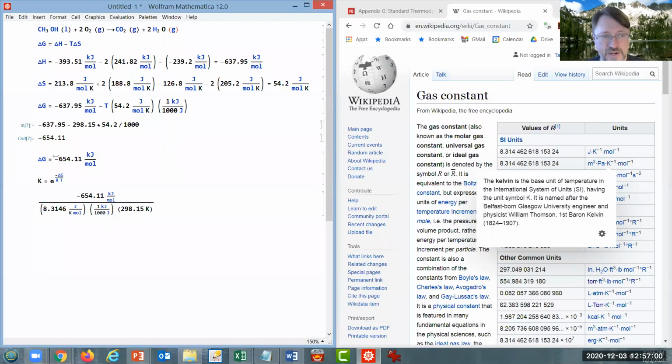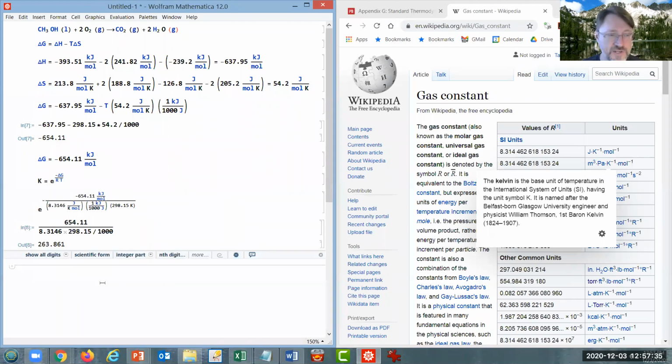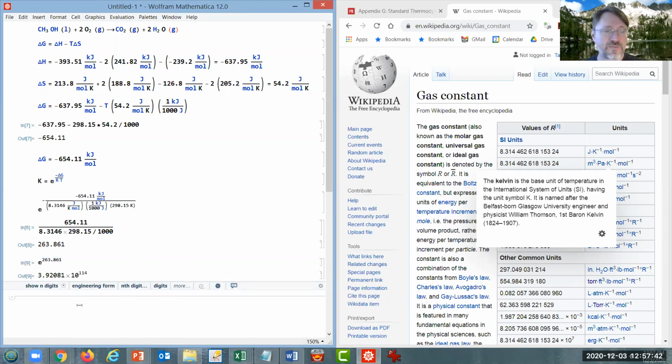So that comes from the negative here. The whole thing has a negative here. I'm going to cut it. I'm going to say E to that thing. We calculate that and we find our equilibrium constant. So minus a negative, so 654.11 divided by 8.3146 times 298.15 divided by 1,000. Okay. And then we take E to the 263.861, and we find that our equilibrium constant is a staggering 3.9 times 10 to the 114.